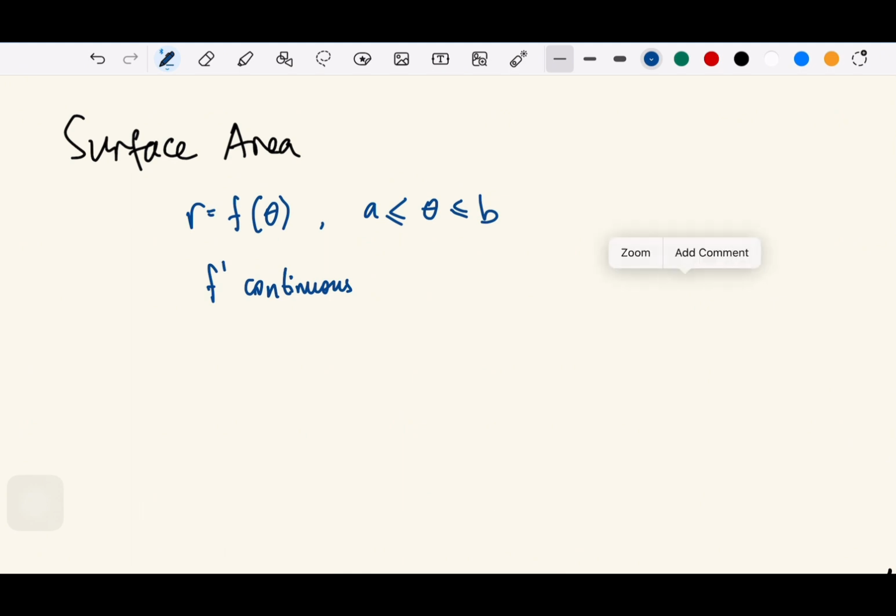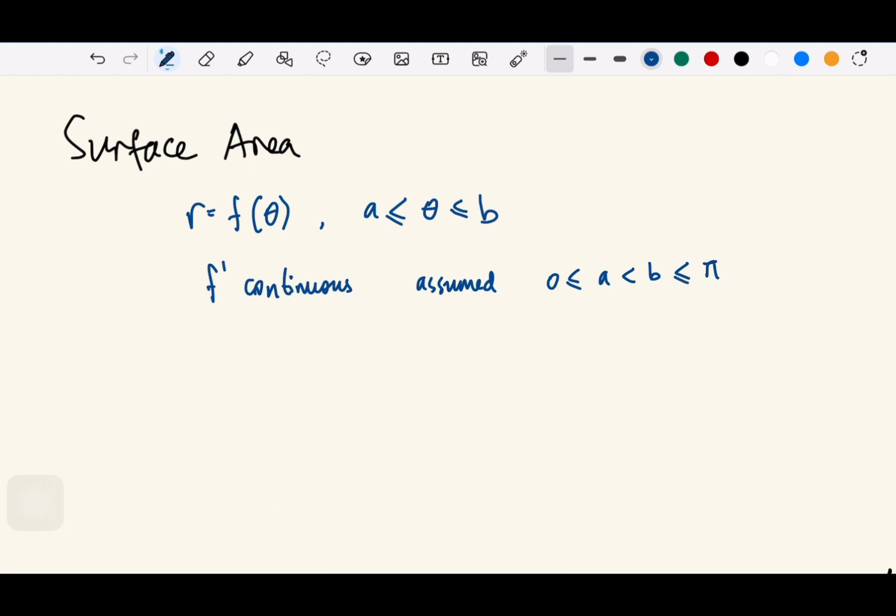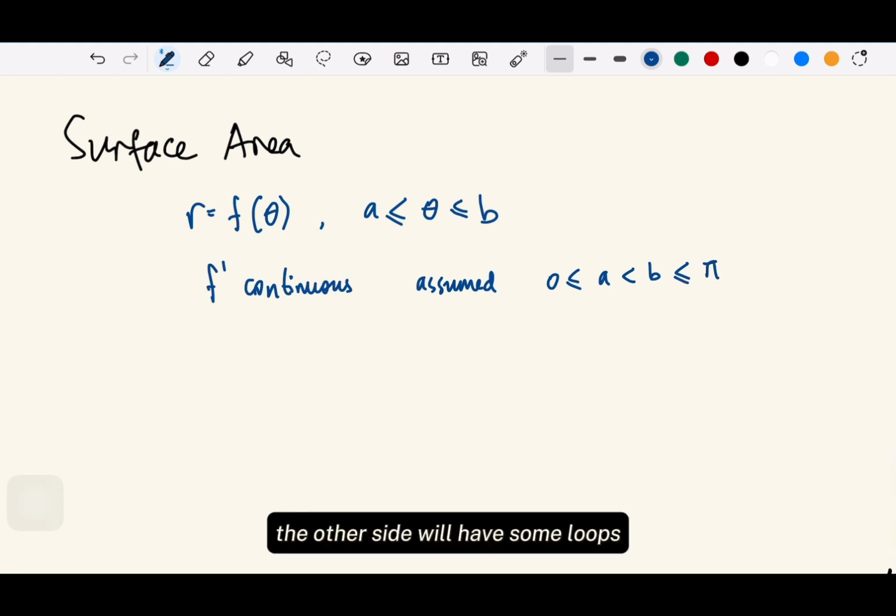And then assume the whole circle, or the interval is the half of the circle. So let me assume, and this is important, because if we assume a full circle, the other side will have some loops, okay, and then that will be a problem.